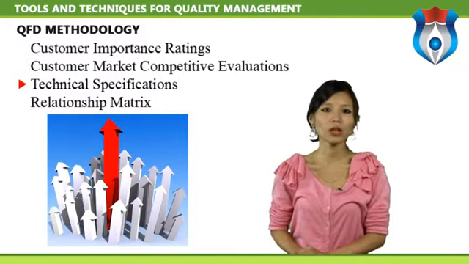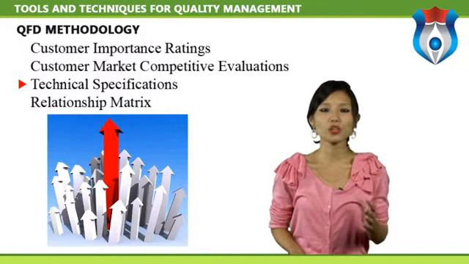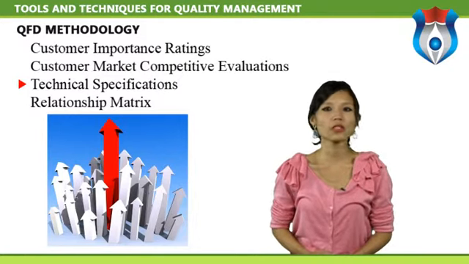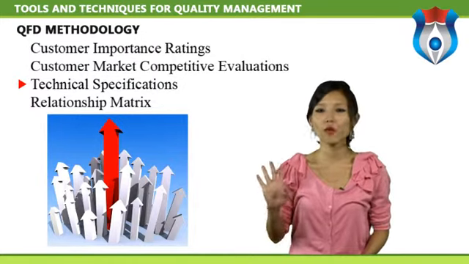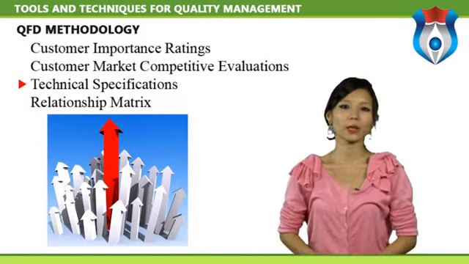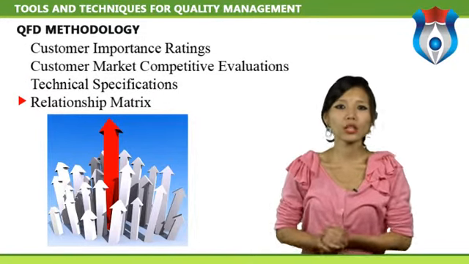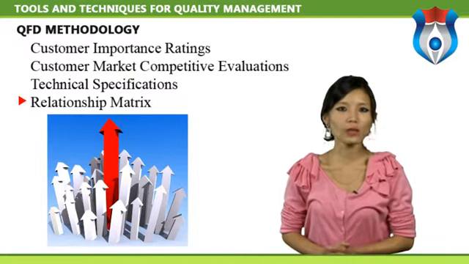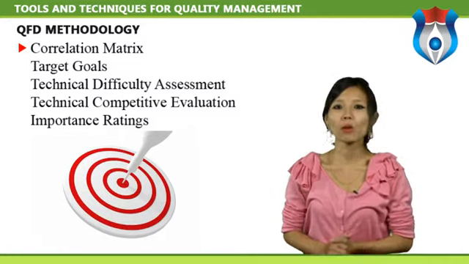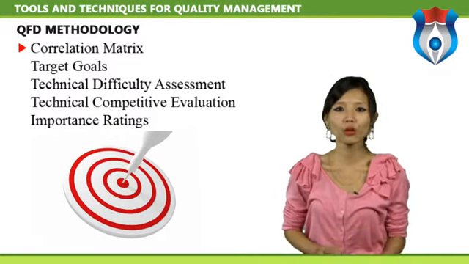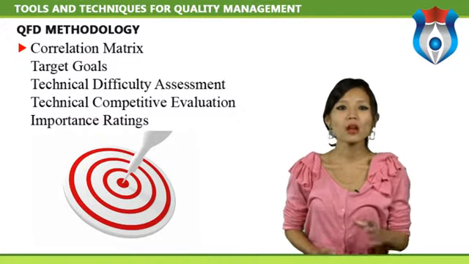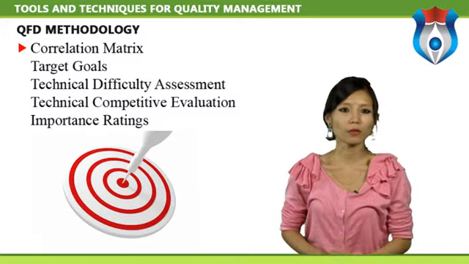Technical specification. They are the technical specifications that are to be built into a product with the intention to satisfy the CR. They are sometimes referred to as hows because they are the answer to CR. How can the requirements be addressed or satisfied? Relationship matrix. The relationship matrix is used to maintain the relationship between CR and design requirements. Correlation matrix. It is the triangular part in the HOQ, the roof. The correlation matrix is used to identify which hows support one another and which are in conflict.